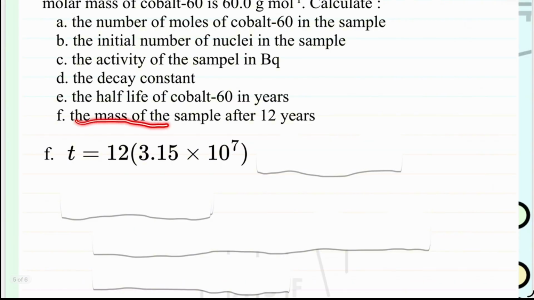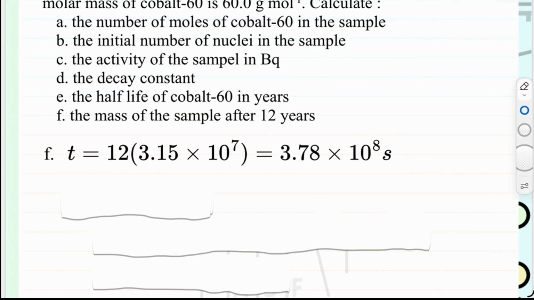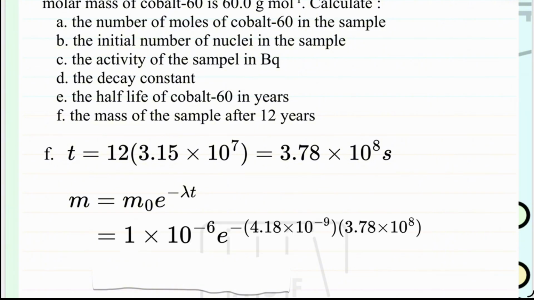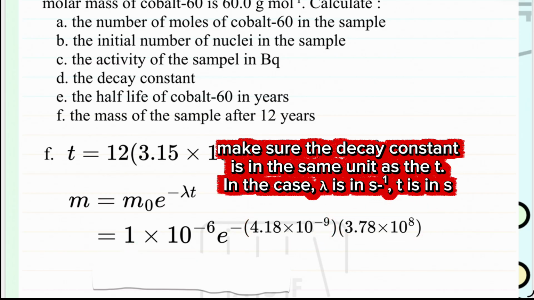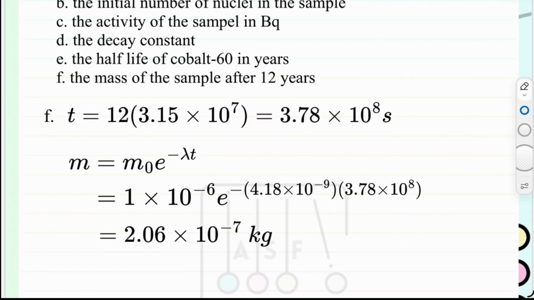The last question, question F, the mass of the sample after 12 years. We need to get the time in seconds first. We know that 1 year is equivalent to 3.15 times 10 to the power of 7 seconds. So the answer is 3.78 times 10 to the power of 8 seconds. Then we're going to use the equation m equals m naught exponent negative lambda t. This is the initial mass, this is the decay constant, and this is the time for 12 years in seconds. The answer is 2.06 times 10 to the power of negative 7 kilograms.